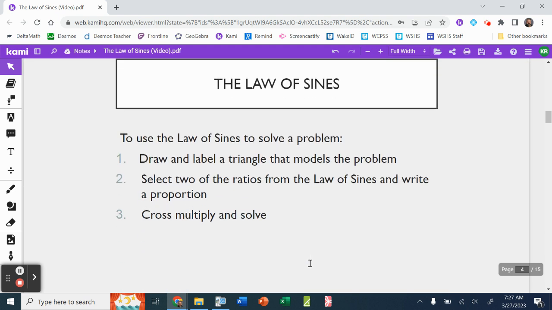So if I have a problem that I think I'm going to use the law of sines for, what I'm going to do is draw and label a triangle that models the problem if one's not provided. Then I'm going to select two of the ratios from the law of sines and write a proportion. Once I have this proportion, I'll cross multiply and solve for wherever the variable is.